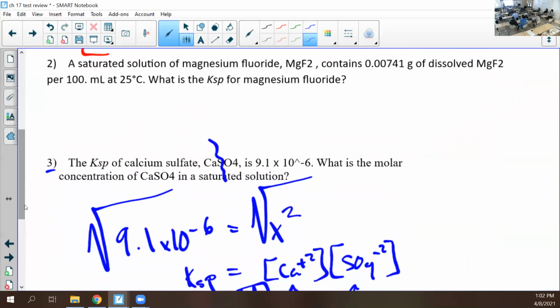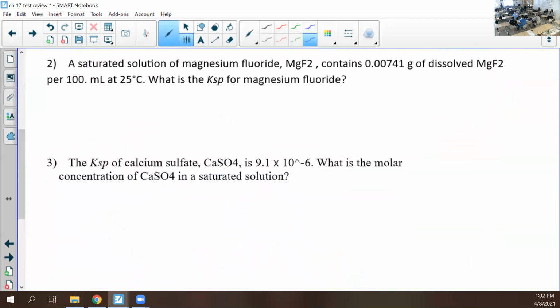All right, Ksp. You haven't hated these yet. You probably already have it memorized. If it's a 1 to 2 thing, what am I going to use? All right, the Ksp equals 4x cubed.